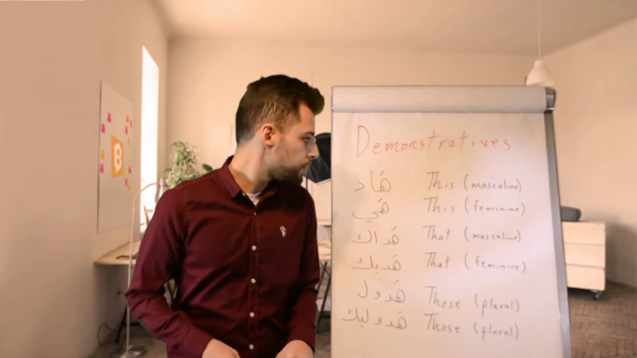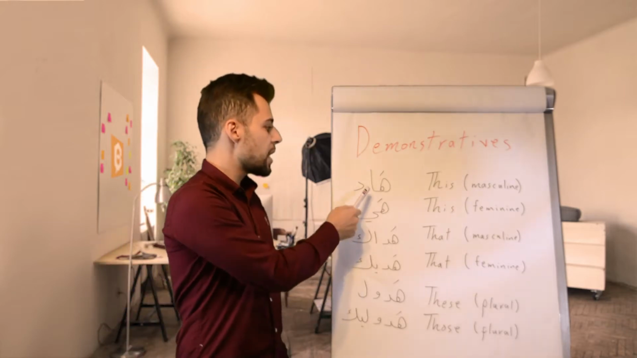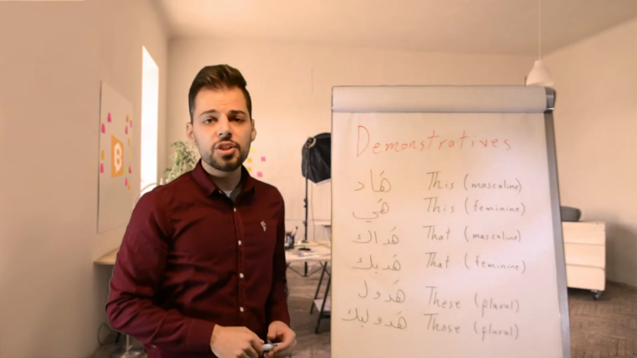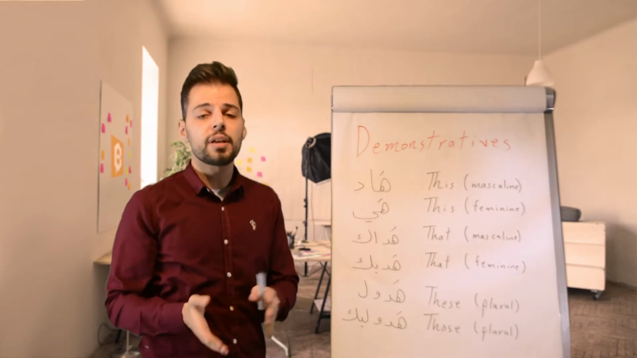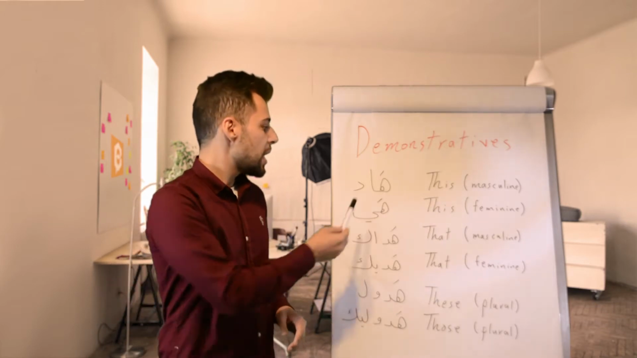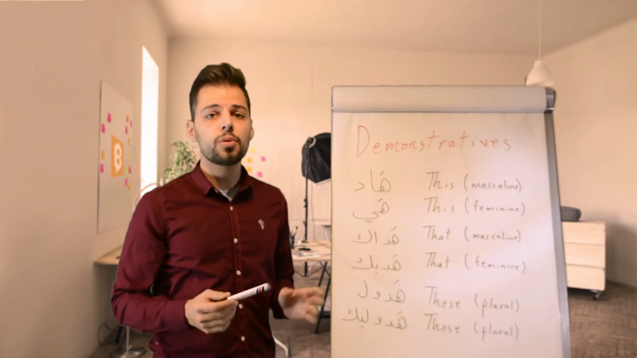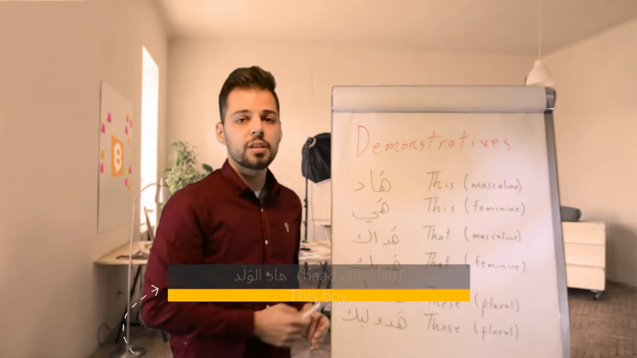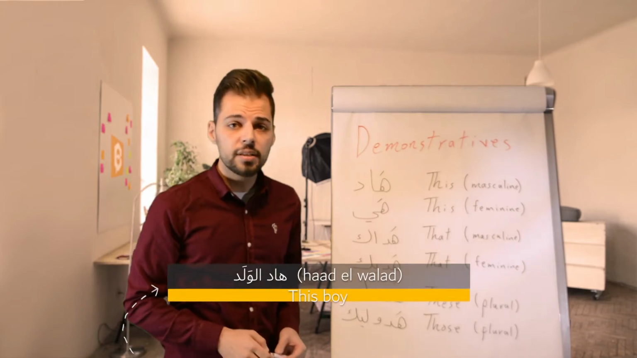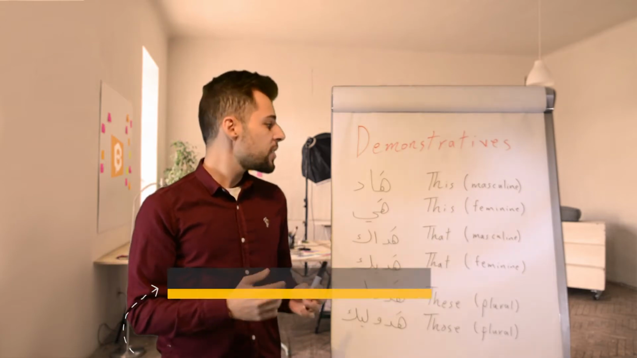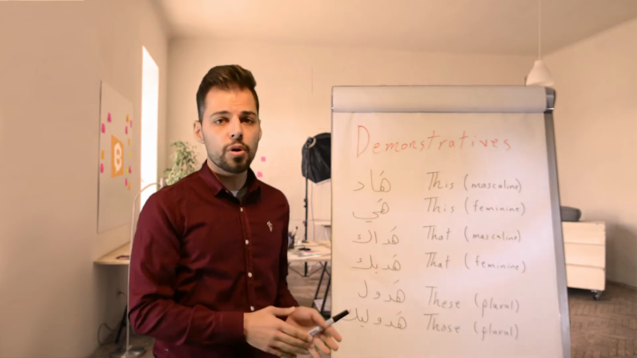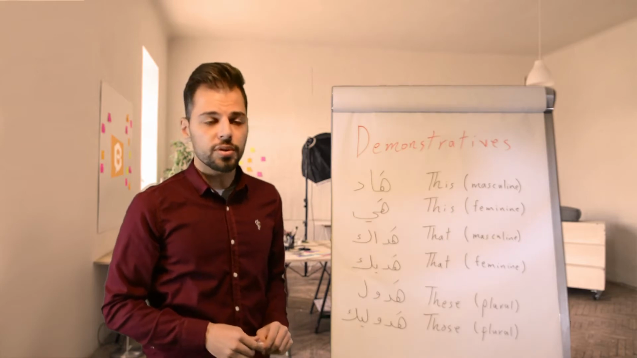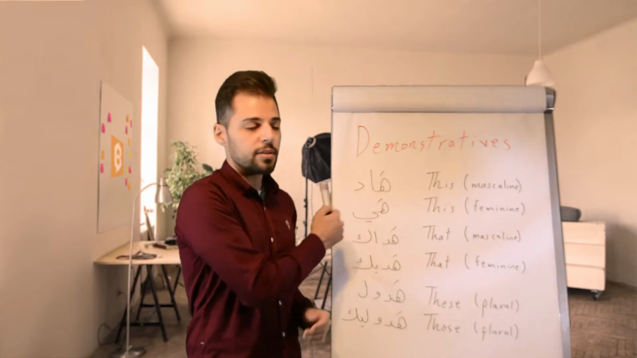For example, the first one we have is had. Had means this, while in English this is used for both feminine and masculine words. Had in Arabic is used for only masculine words. For example, had الولد means this boy. Boy is a masculine singular word, so we use had.